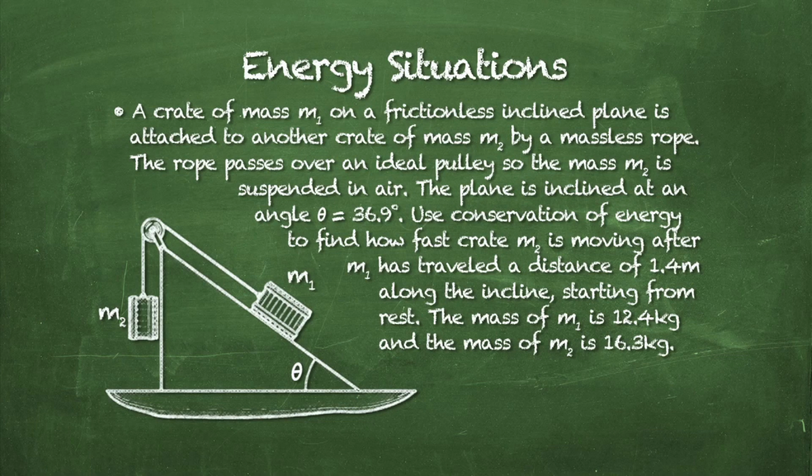So go ahead and get started on drawing your diagram, listing all of your knowns and unknowns, and then considering energy to answer the question of how fast both crates are moving after the crate on the ramp has traveled a distance of 1.4 meters along the ramp. So go ahead and get started.